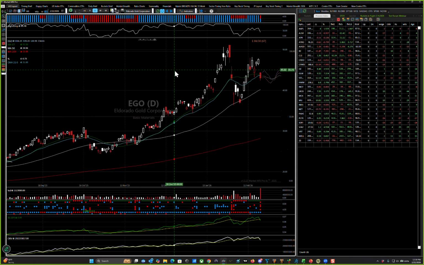Back in the JS layout, we have this thing called ETFs. It's going to take a second to load. It's way too big, so I want to show you how I manage it. Take a drink of coffee.